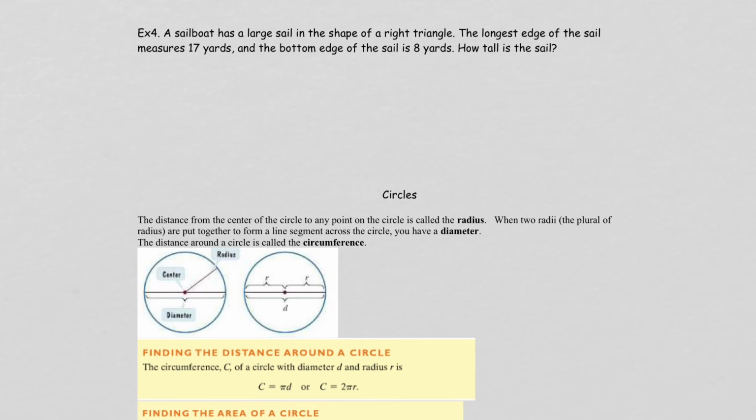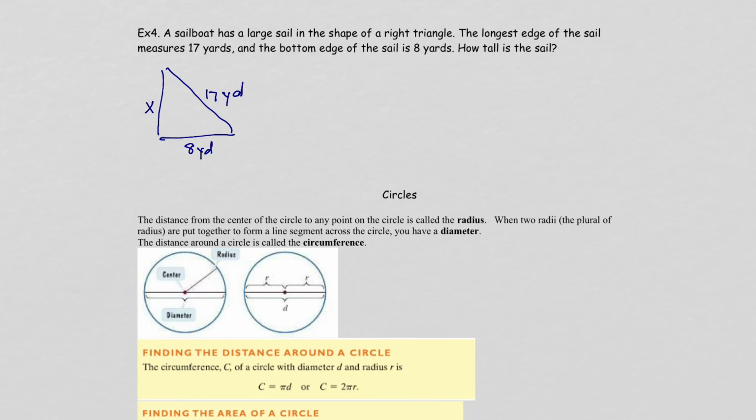So the next example, if we look at the same thing, they're looking at the right triangle shape, right? And the longest length is going to be 17, and the bottom is 8. So if I wanted to picture that, I could have something look like this. Bottom is 8 yards. The longest length will be 17 yards. And they're asking to find the height, right?